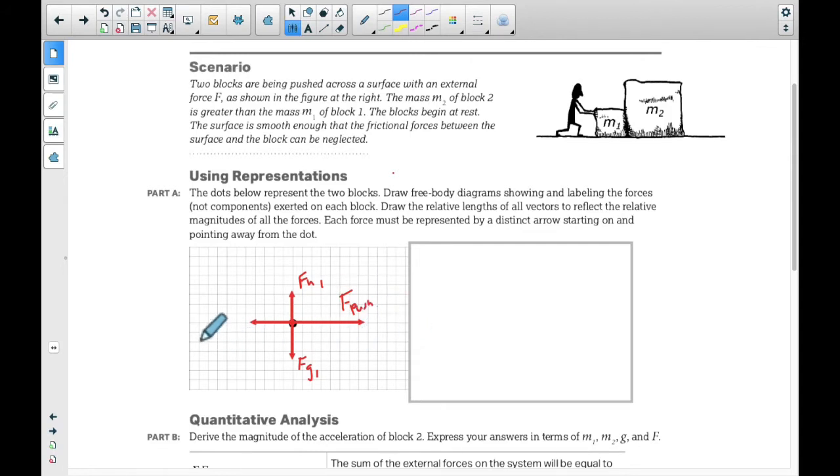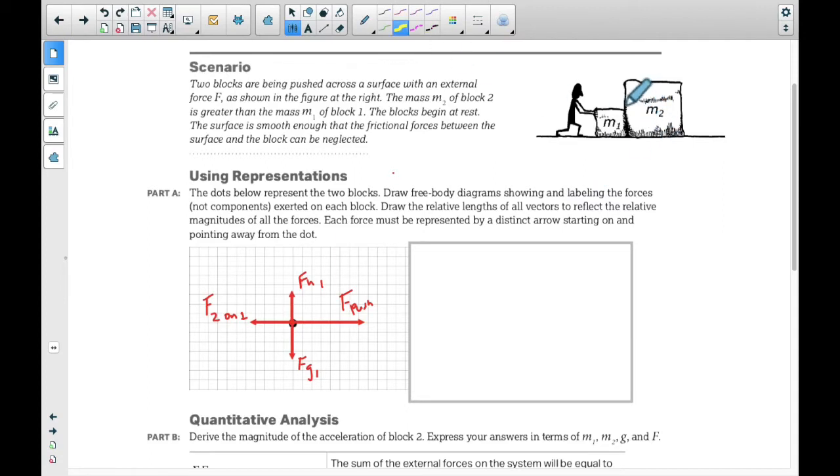Okay, well, what is this force here? This is the opposing force. If you're pushing M1 against M2, then M2 has to be pushing against M1. So we're going to call that force of 2 on 1. So that's the free body diagram for box number 1.